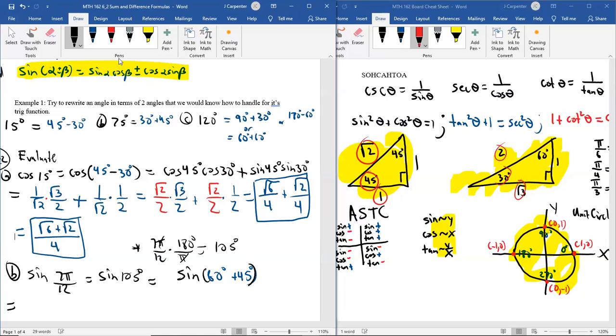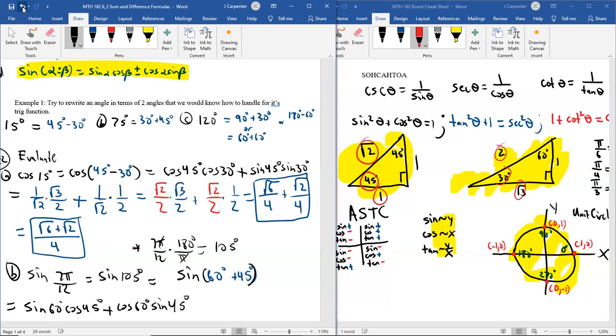So this will be equal to sine cosine. So sine of 60 degrees times the cosine of 45 degrees. My spacing's a little off there. Let me just try better. That's a product implied there. And then it's going to be a plus, based on the plus minus formula. And then goes cosine sine. So cosine of 60 degrees, sine of 45 degrees.